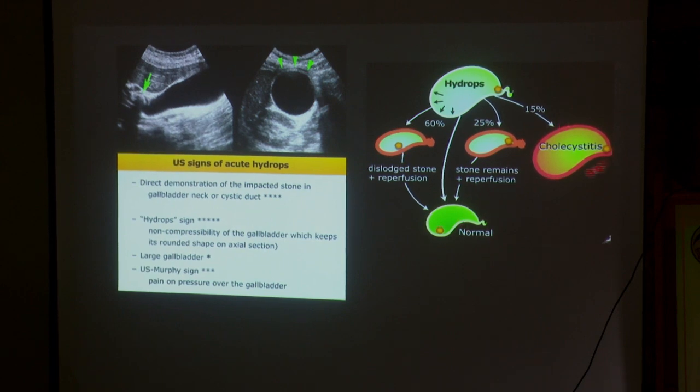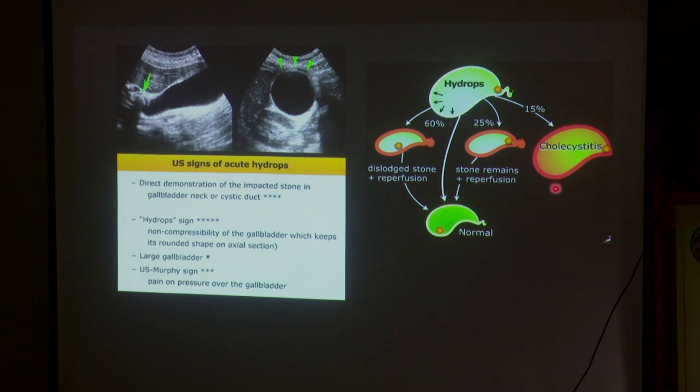Whereas in about 15% of the cases, the stone stays in the neck and there is severe obstruction of the passage of bile. So there is increased mucus production, increased intraluminal pressure, and ischemia of the wall. Progressively there is gallbladder wall thickening with increased pericholecystic inflammation and fluid collection, and it leads to cholecystitis. In acute hydrops, CRP will remain normal, whereas there will be leukocytosis clinically.